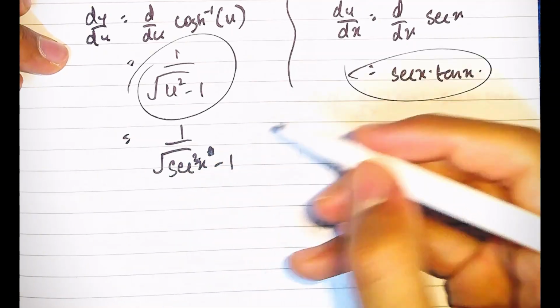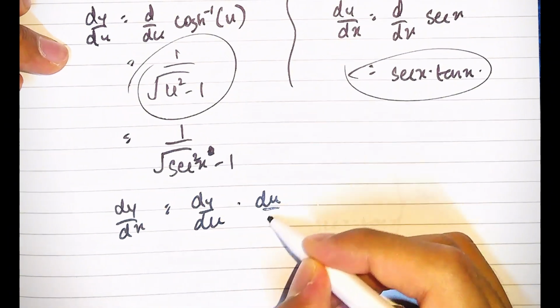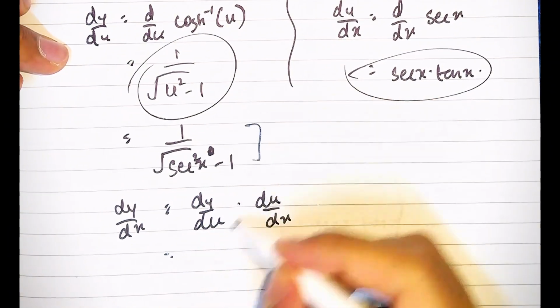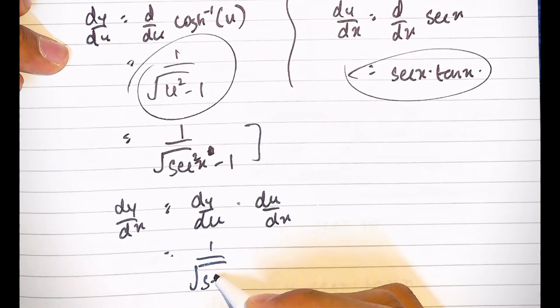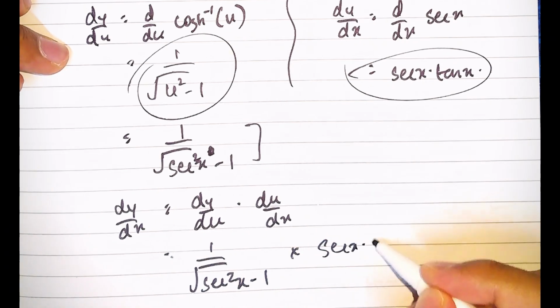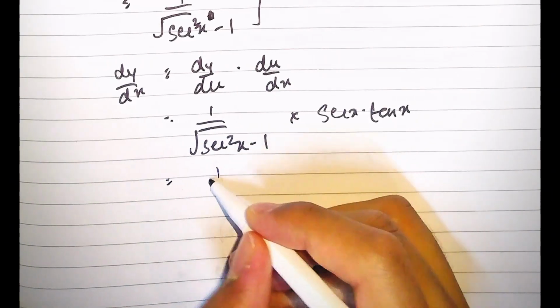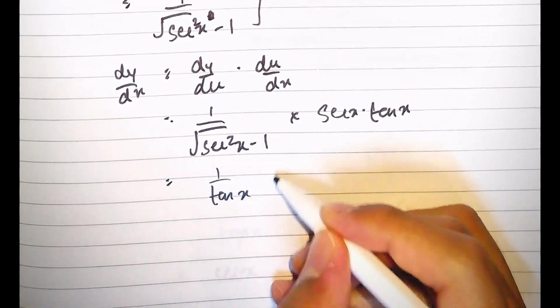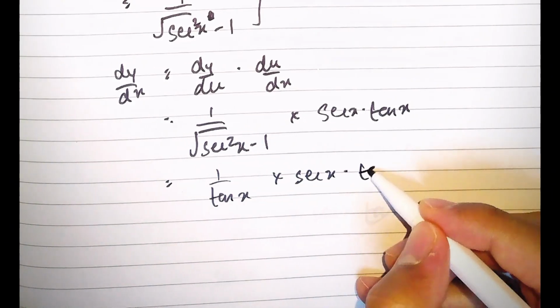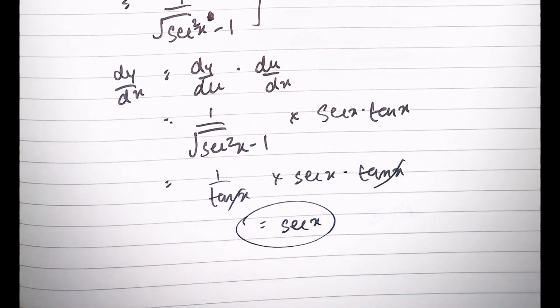Now let's put these values into the chain rule, dy by dx. So the value of dy by du is actually 1 divided by square root of secant square x minus 1, multiplied by du by dx, which is secant x dot tangent x. Now it is the same situation which we had in the previous method. So we will have 1 divided by tangent x, multiplied by secant x dot tangent x. These things are cancelled out and we are left with secant x. Okay, so this is the final derivative.